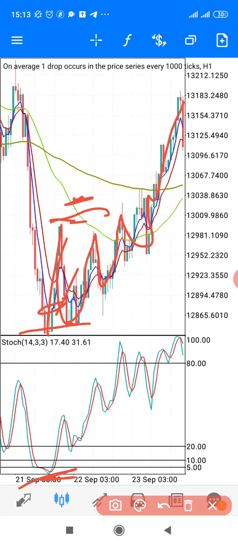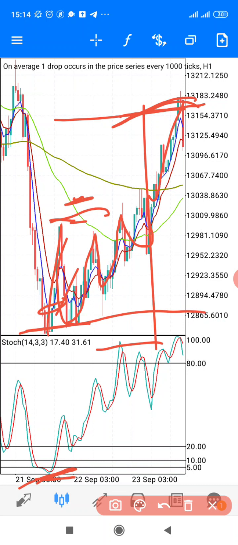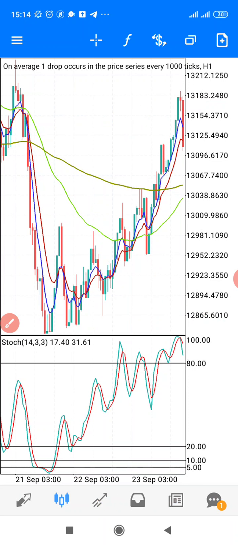So imagine you enter here. You are riding it here. Look at this. Are you telling me something? No. Tell me. Which strategy beat this? Which strategy beat this? This is 1316 to 12865. Which strategy beat this? Note, H1. We are using H1.